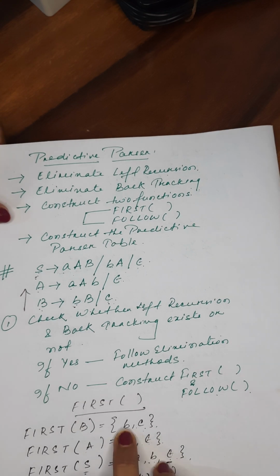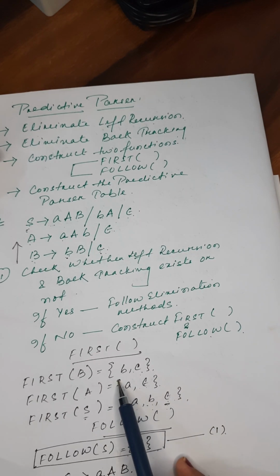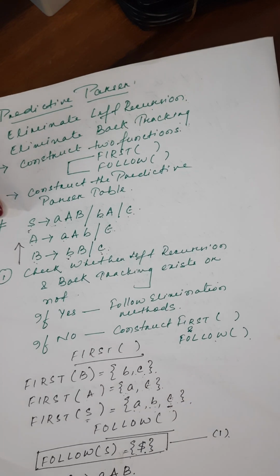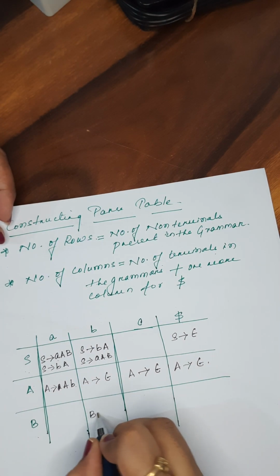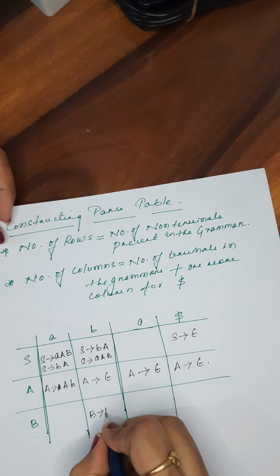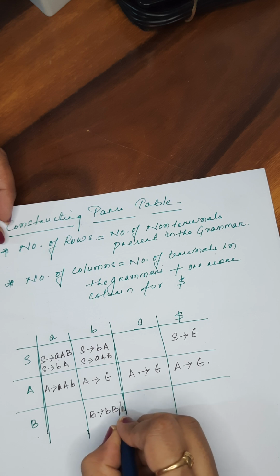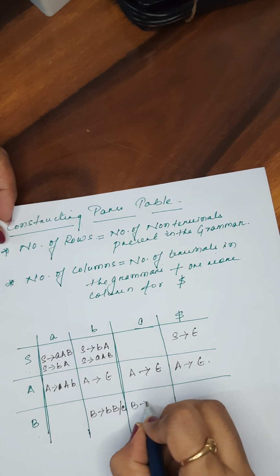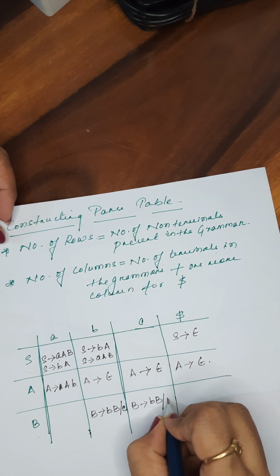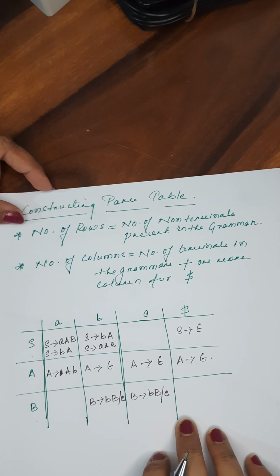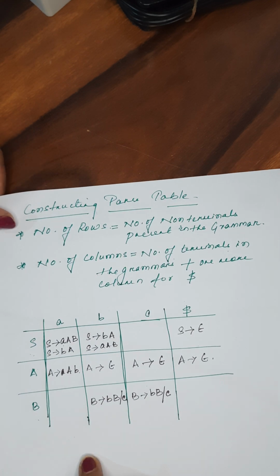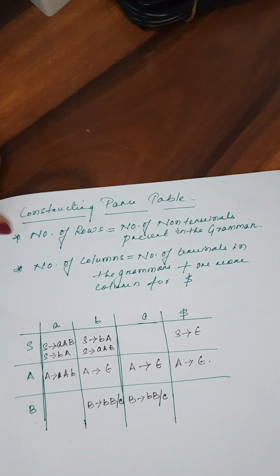So, what is the first of B? First of B is B and C. No epsilon is there. So, what will you do? B and C. So, what is the production for B? B tends to B, B or C you can write. So, here also you can write B tends to B, B or C, or single entry also you can do. Okay. So, this is how you enter the parse table.